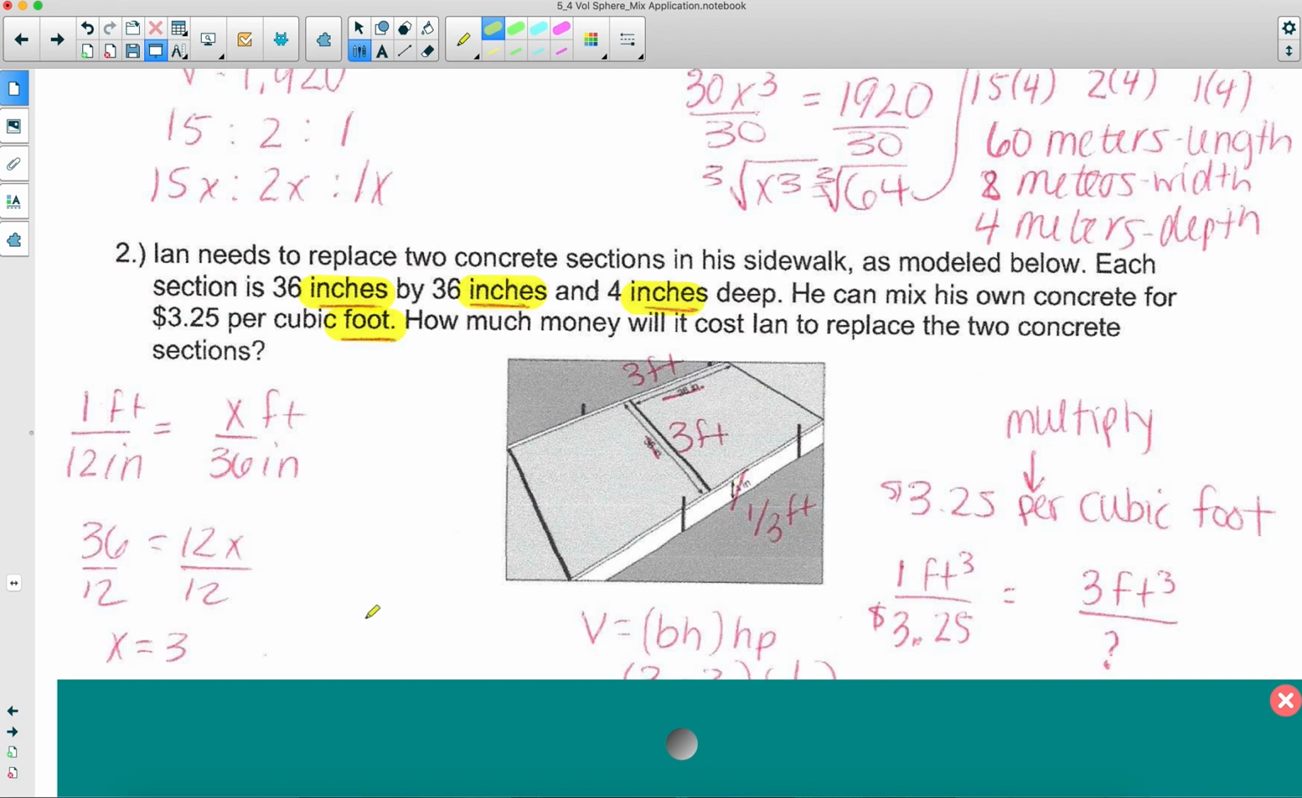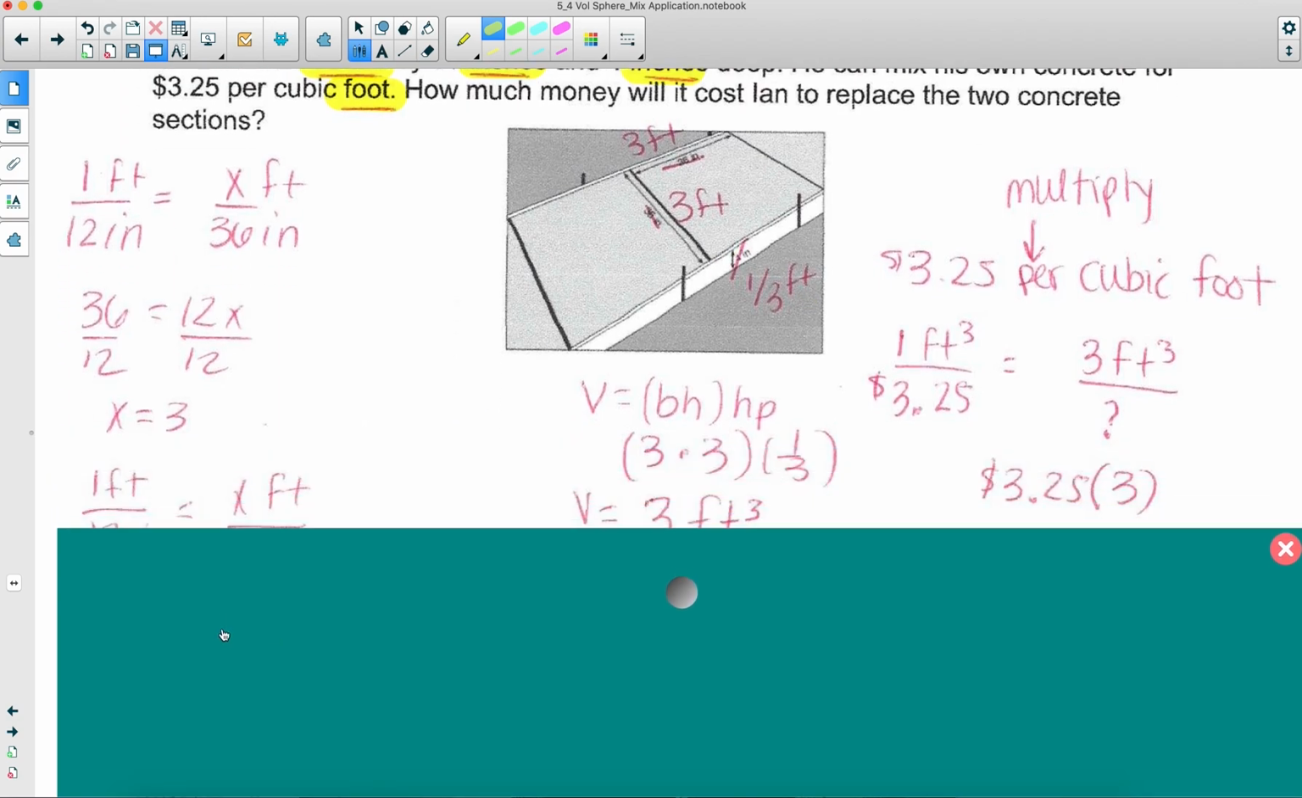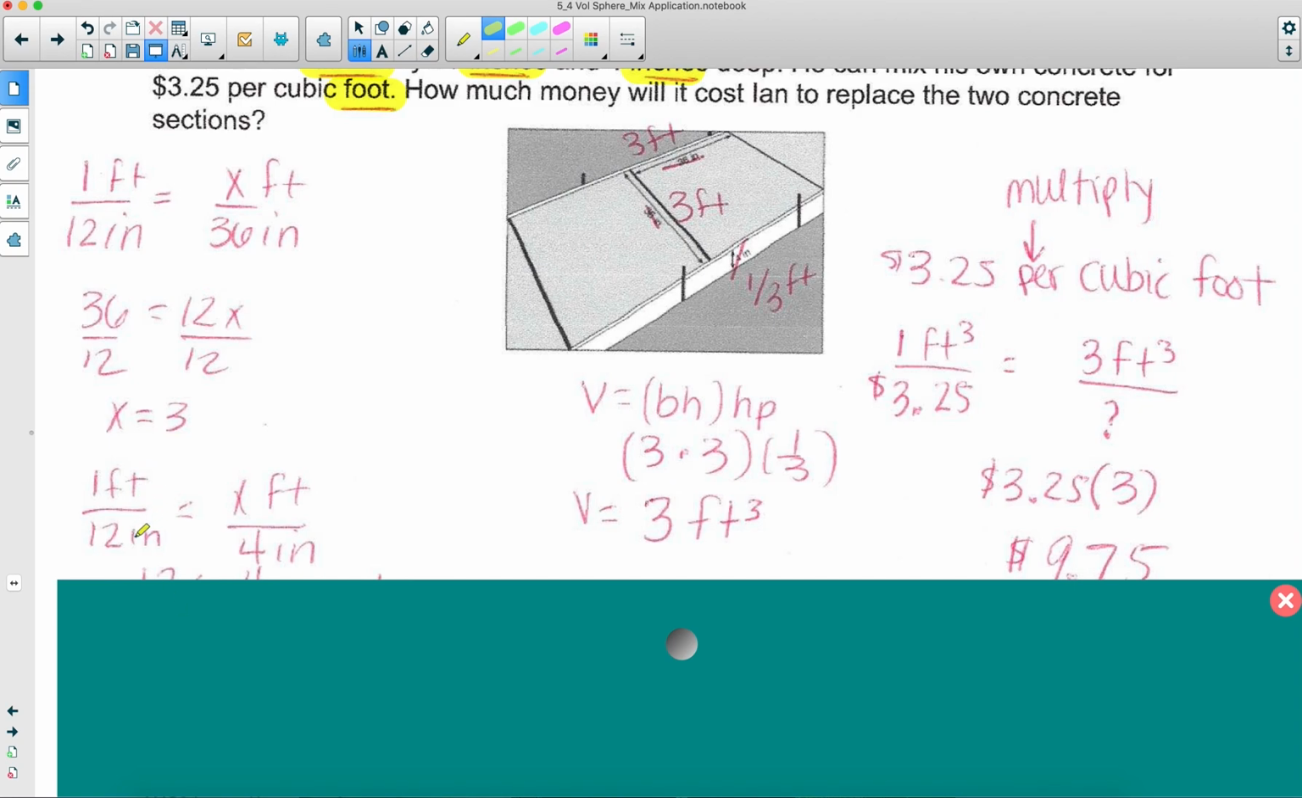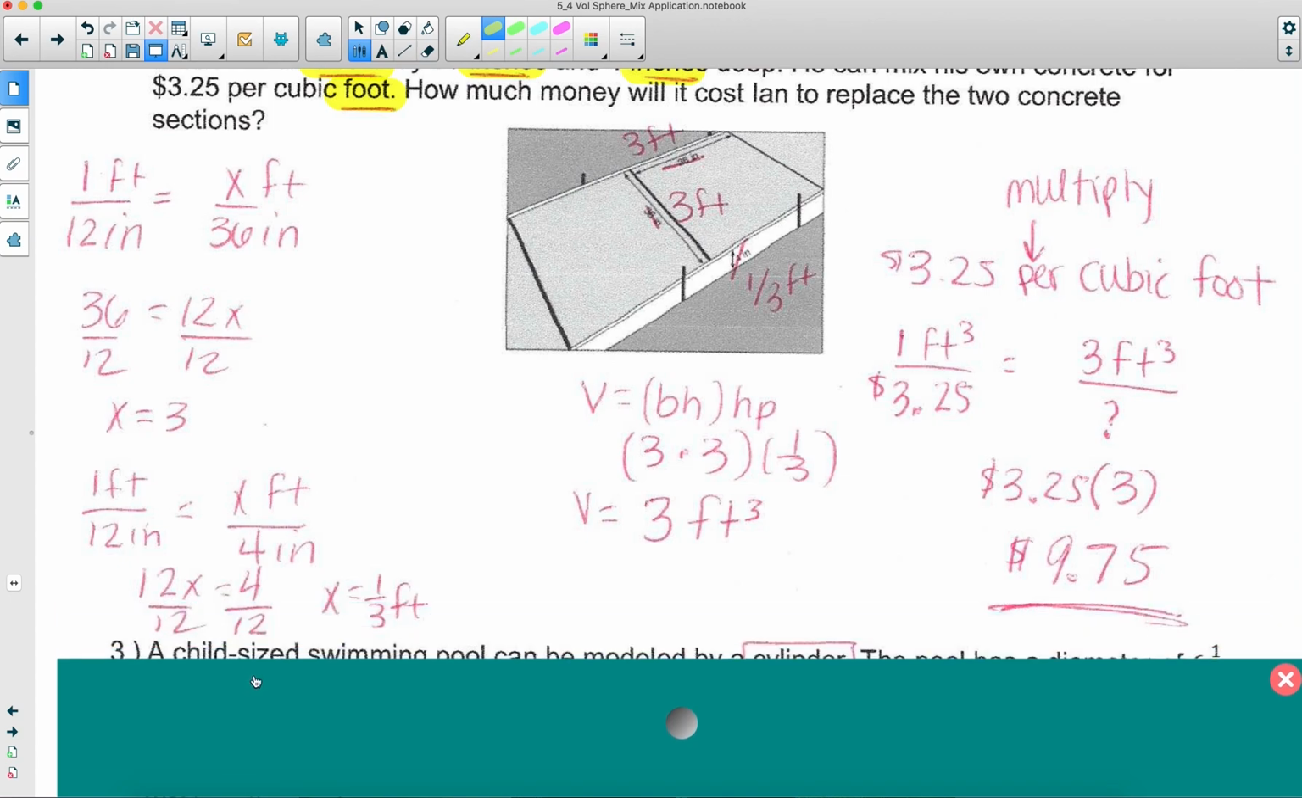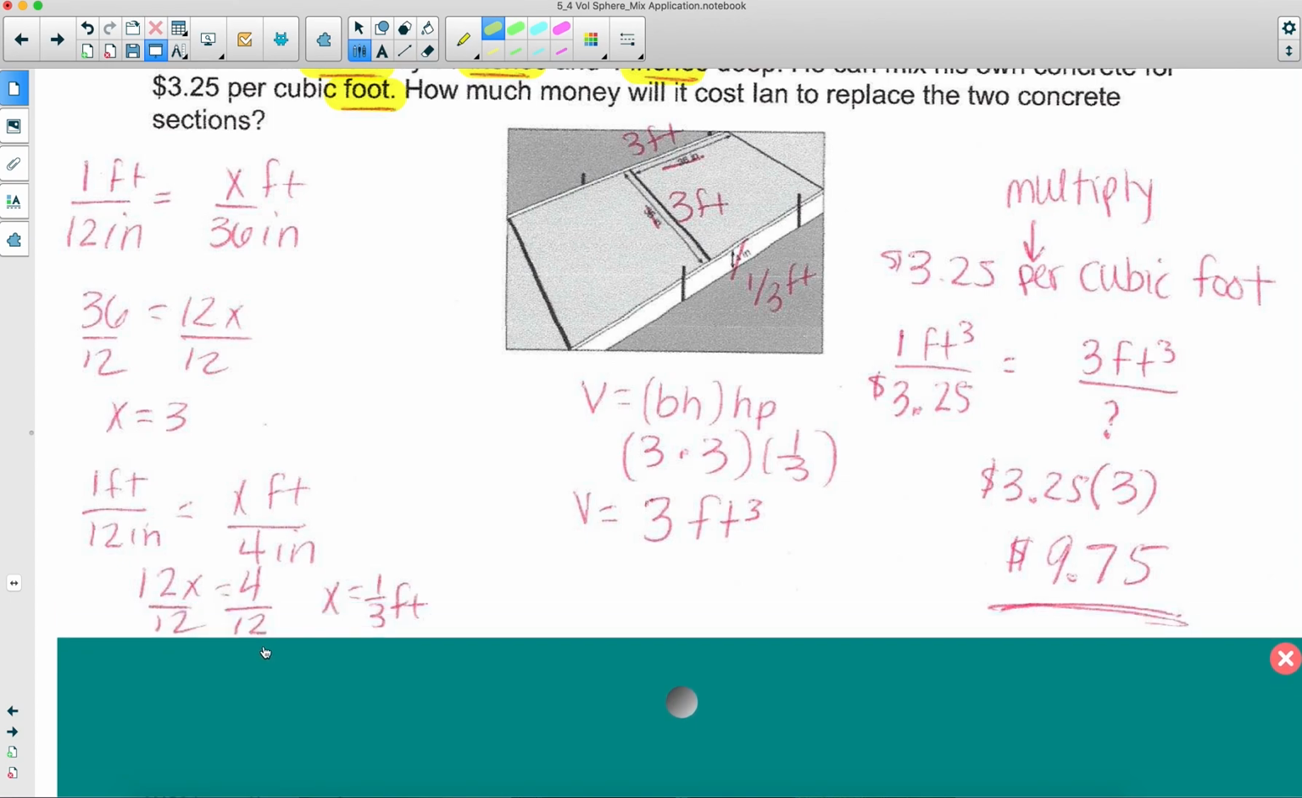Then I have 4 inches. So I set up the same sort of proportion. 1 foot is 12 inches. I have 4 inches. How many feet? Again, cross multiply, divide. You get that repeating decimal of 0.333333, so on and so forth, which is 1/3. So that's 1/3 of a foot.